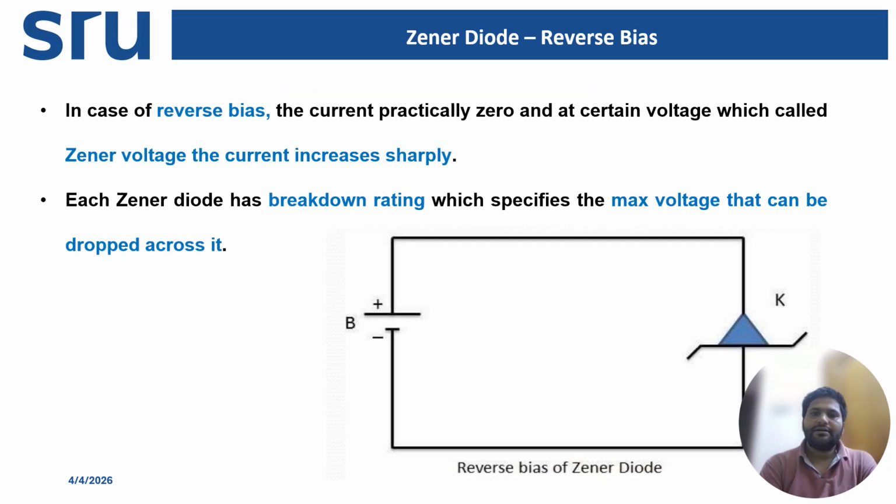Next is the Zener diode in reverse bias. In reverse bias, the positive terminal of the supply battery is connected to the N region and the negative terminal is connected to the P region, which is displayed in the figure. Under that condition, the depletion region widens and only a small reverse saturation current flows initially.